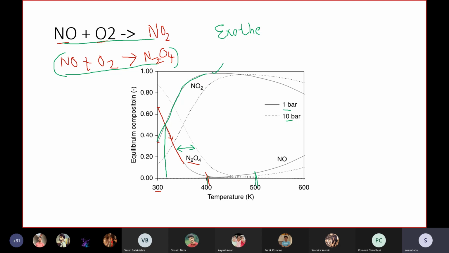So if I give some new reaction to you and ask what temperature I should operate at, then you should immediately find out what all the different possible reactions that can happen are.